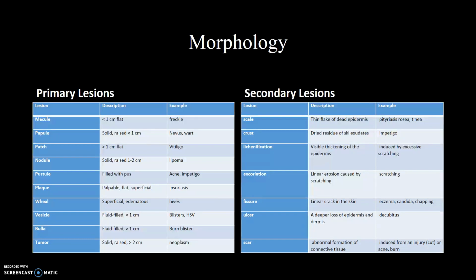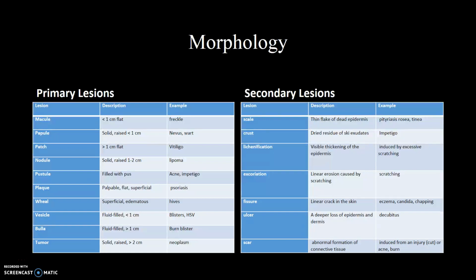Once you think about your primary lesion, you really are thinking in terms of the type of lesion and what it's based on. For instance, again, those descriptors: the diameter of the lesion, the size. Is it less than or greater than? The relationship of the lesion to the surface of the skin. Is it flat or is it raised? And then the composition of the lesion, that's so important. Is it solid? Is it fluid-filled? Is it pus-filled? These all lead us to our diagnoses of those primary lesions.